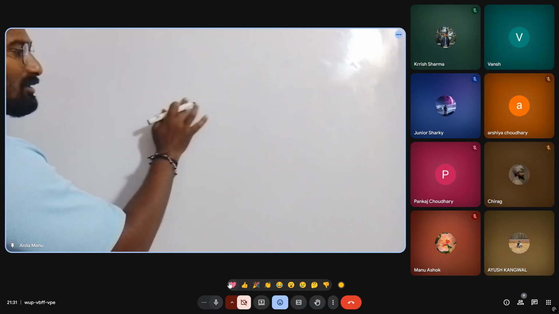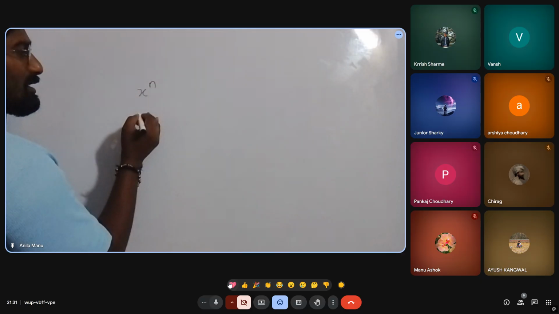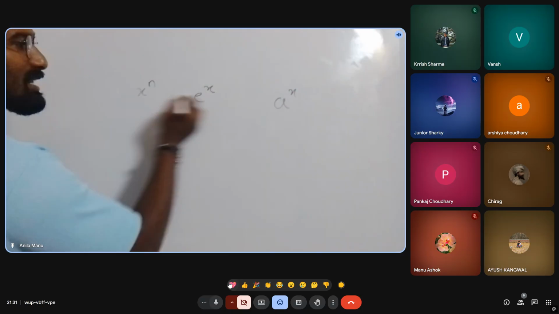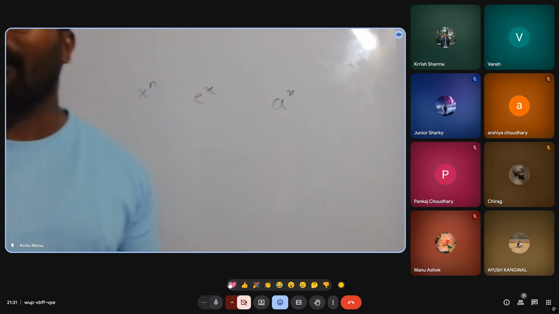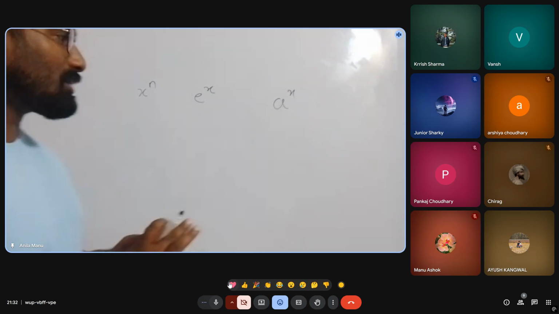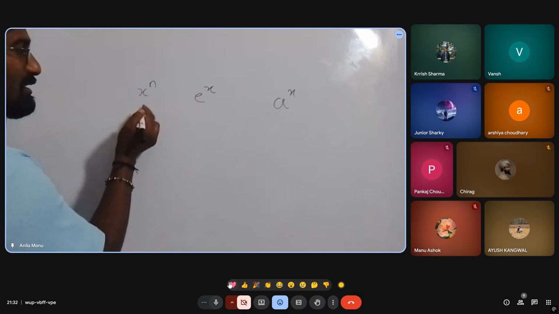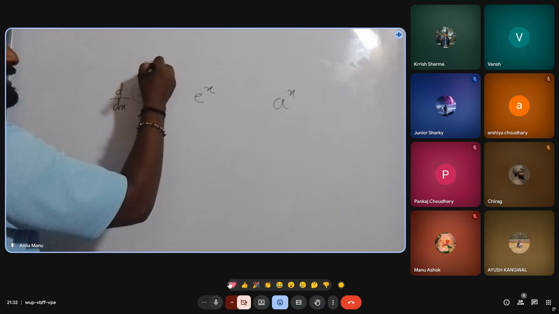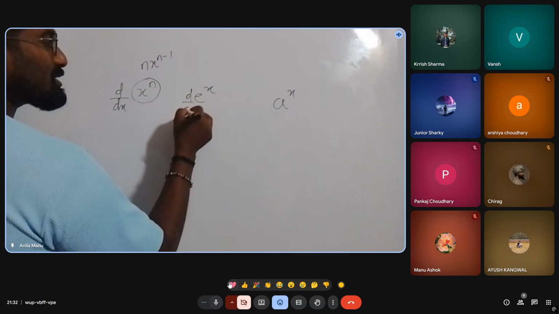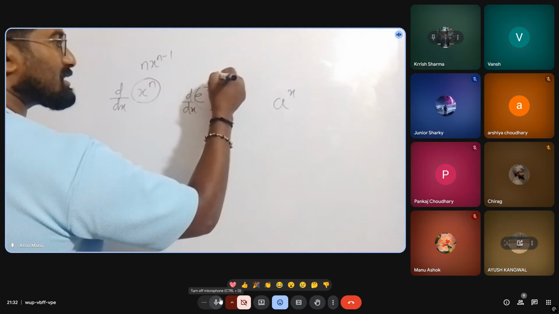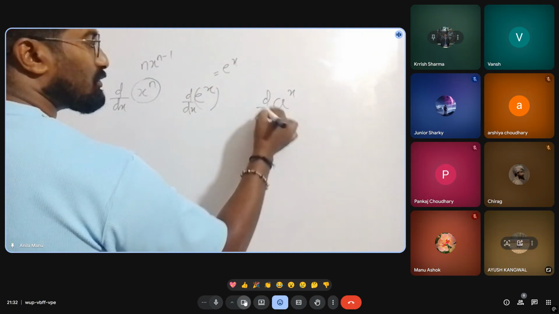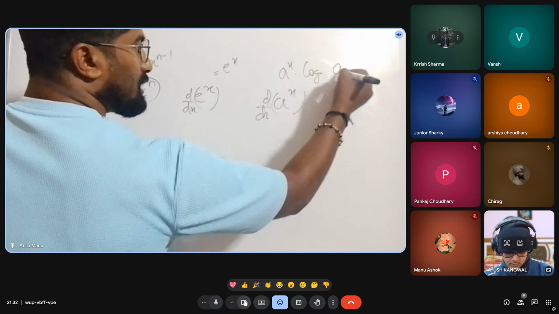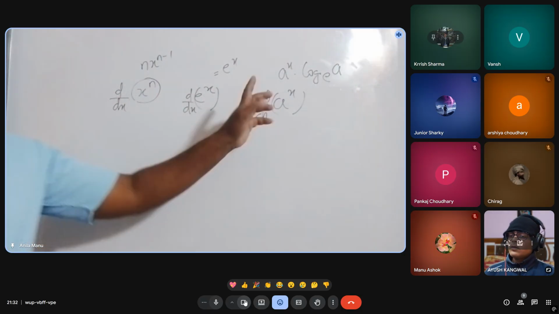Suppose we have these three kinds of cases: x raised to n, e raised to x, a raised to x. So these three things have exponents. Note it down as I explain. X raised to n, you know that d by dx of x raised to n is n into x raised to n minus 1. D by dx of e raised to x is the same e raised to x. D by dx of a raised to x is a raised to x into log a to the base e. These are the properties we have, right?